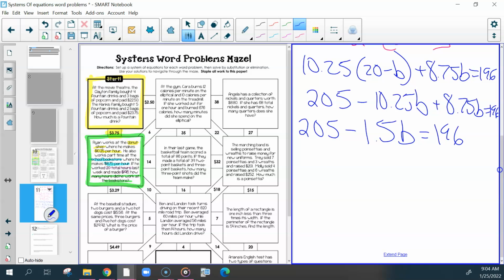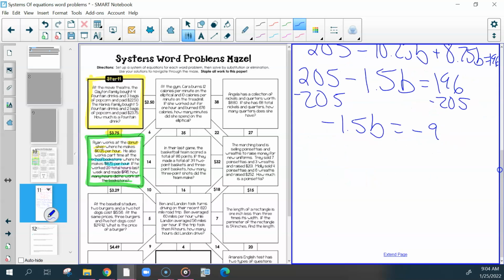Then we can subtract 205 from both sides. Multiply 10.25 times 20. Negative 9B, and divide, and tell me what you get. I got 6. I believe that is correct. 6 hours.